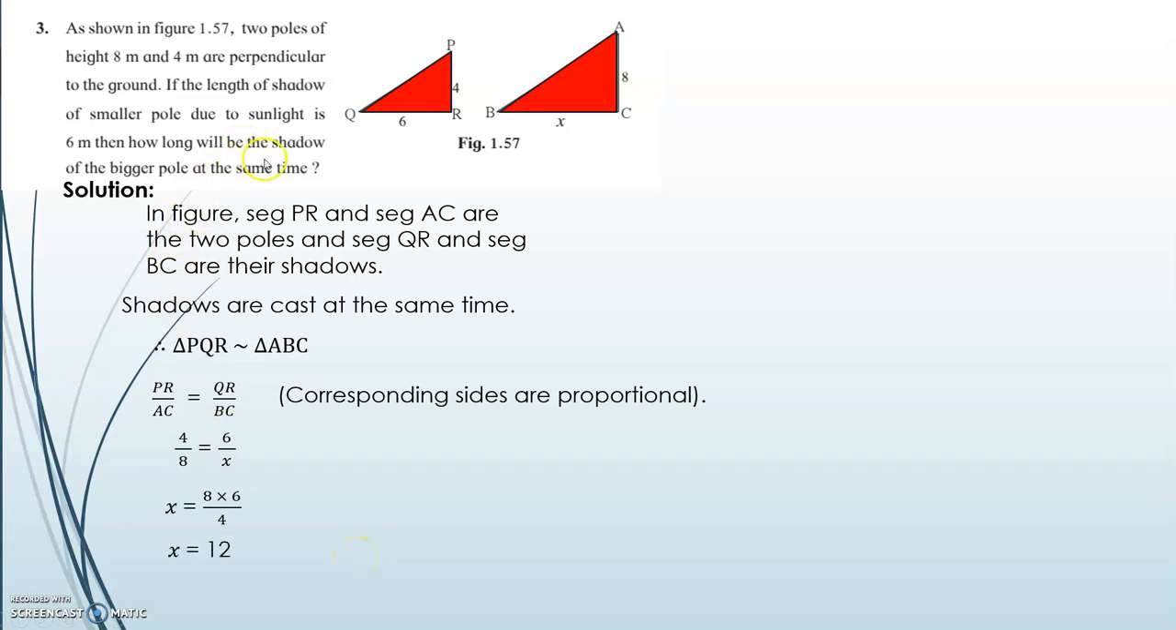Therefore, according to the question, the length of the shadow of the bigger pole will be equal to 12 meters. So this is how we do the third sum. Now we will go to the fourth sum.